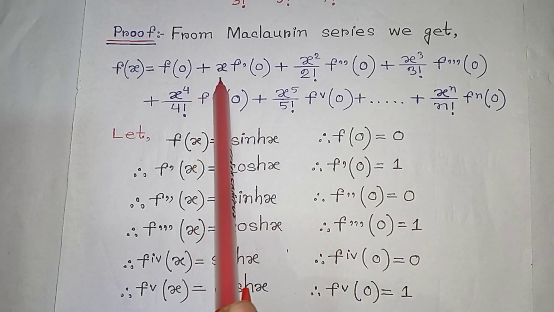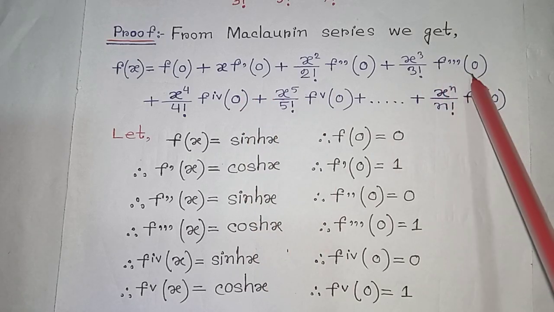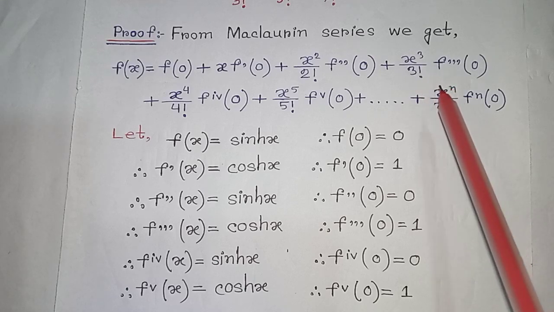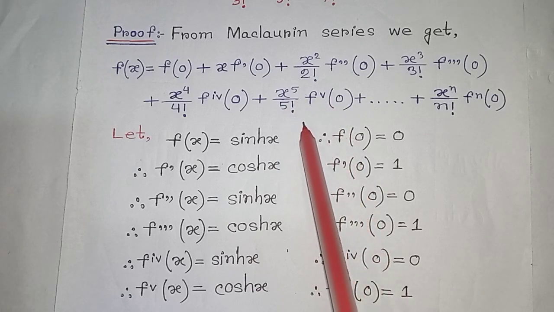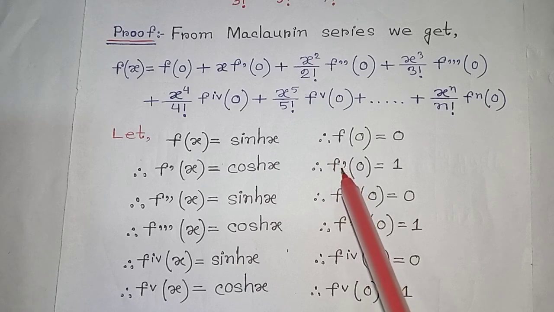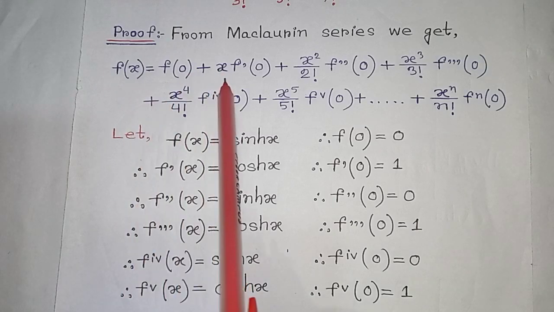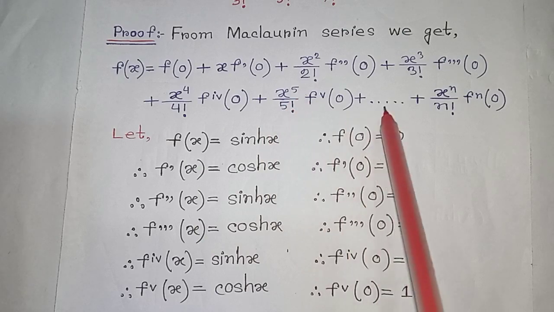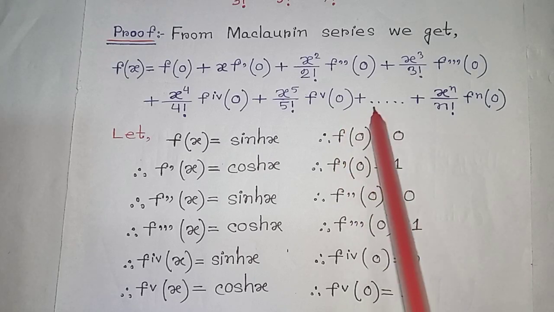So from here we can get f dash 0 is equal to 1. So 1 into x is equal to x, and f triple dash 0 is equal to also 1, 1 into x cube by 3 factorial. Again, f v 0 is equal to 1, and 1 into x power 5 by 5 factorial. So from this analysis we can get f of x is equal to x plus x cube by 3 factorial plus x power 5 by 5 factorial plus dot dot dot plus x power n by n factorial, plus dot dot dot infinity.